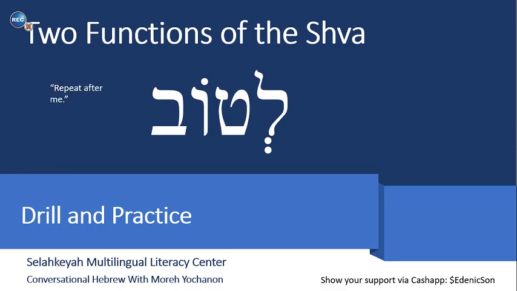I want you to repeat after me, okay? The tet makes what sound? Make the T sound. T, t. What about the holam vav? What sound does it make? O, correct. Last but not least is the vate. What sound does the vate make? Come on, really vibrate that V.